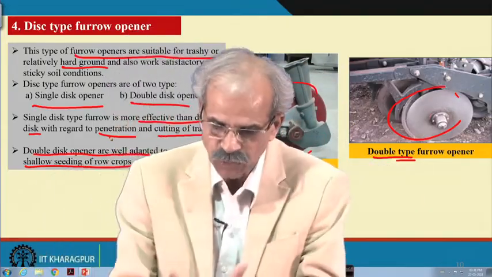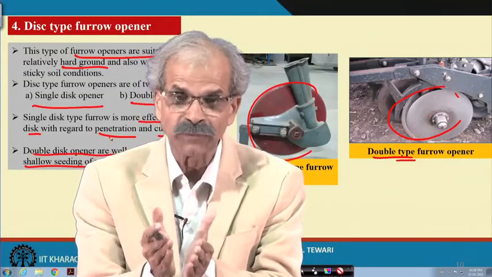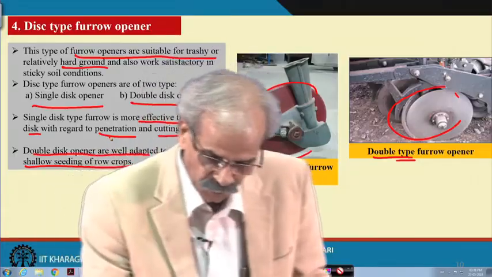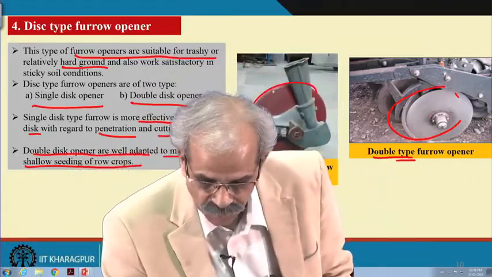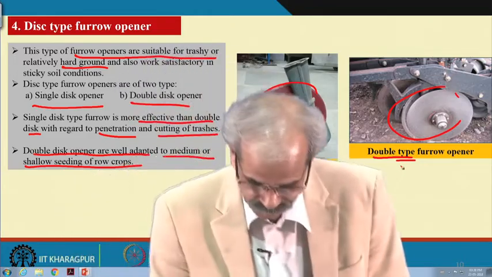These furrow openers will be like this, and then they will cut here. So, truss cutting will be minimum here, but in case of the first one, you see that when it moves, it rotates, it has sharpening on the edges, and then it will cut the trusses. So, that way penetration will be better and trusses will be better cut in this case than in this case. But you can see that for medium or shallow seeding, these double ones are most suited.